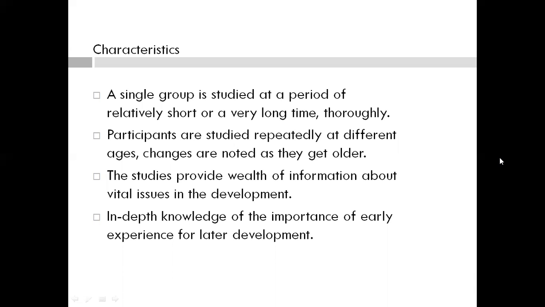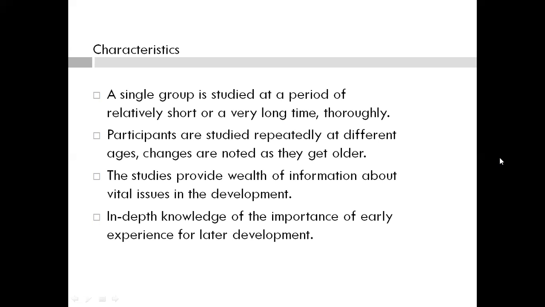Researchers not only study their subjects, that means their participants, once, but repeatedly over maybe years or decades. The studies also provide a wealth of information about vital issues in development.